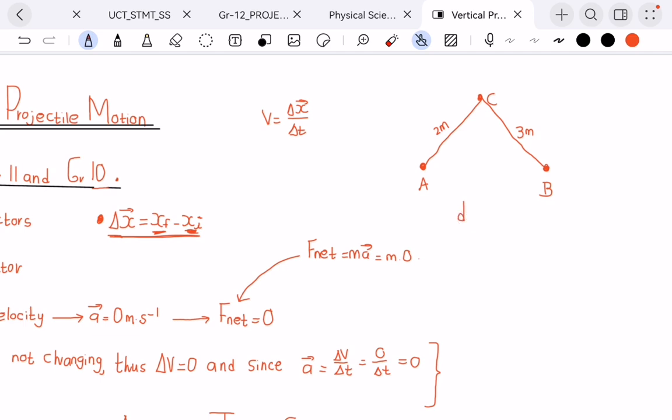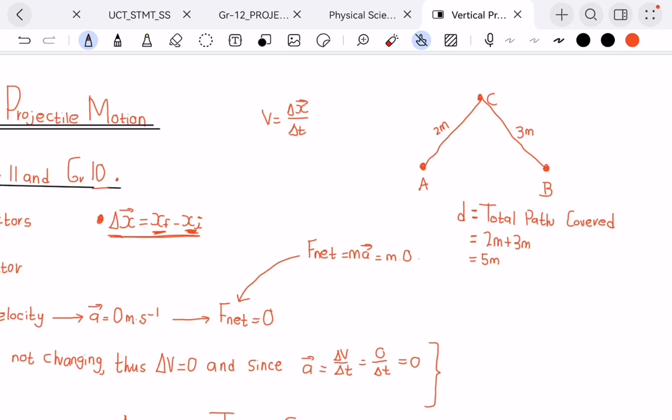So for this case, the total distance, this is distance, right? The distance in this case is going to be what? It's going to be the total path covered. So it's just going to be the total path that is covered. So therefore our distance in this case is going to be 2 meters plus 3 meters, which is equal to what? 5 meters. So the distance in this case is going to be 5 meters.